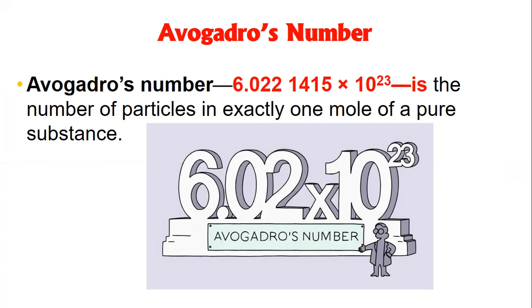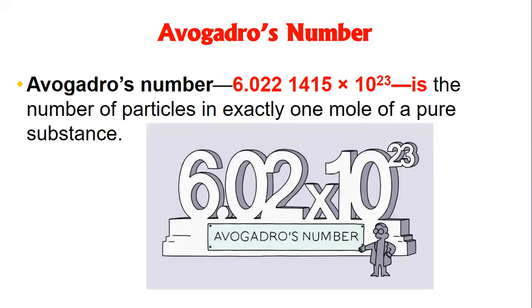And this special number, we call it Avogadro's number, according to the scientist who came up with it. So Avogadro's number is the number of particles in exactly 1 mole of a pure substance. If I have 1 mole of iron, that means we have 6.022 times 10 to the power 23 atoms of iron. If I have 1 mole of calcium, that means we have 6.0221415 times 10 to the power 23 atoms of calcium, and so on.